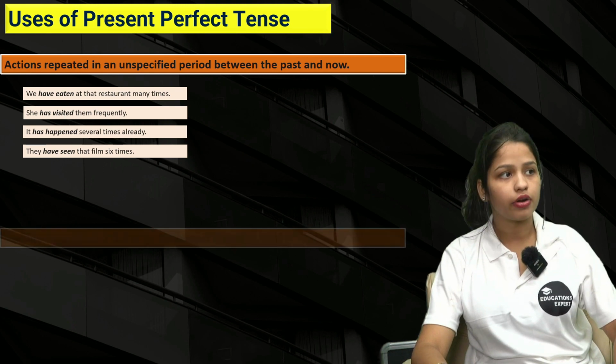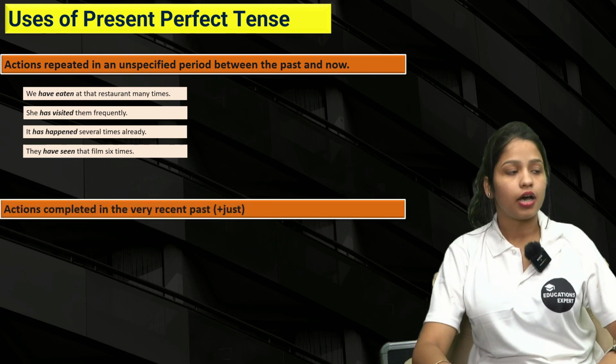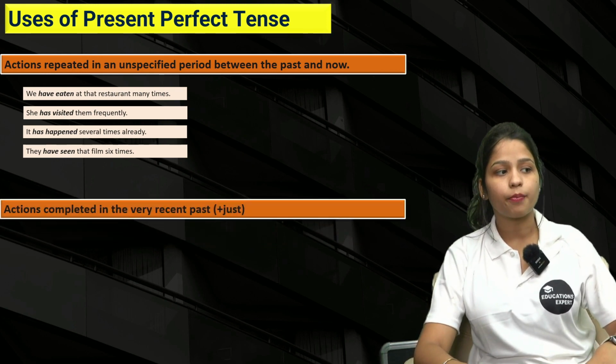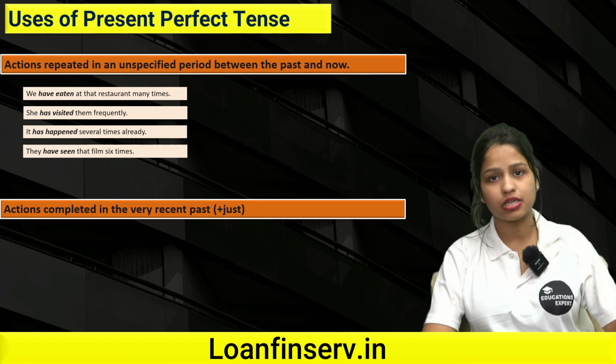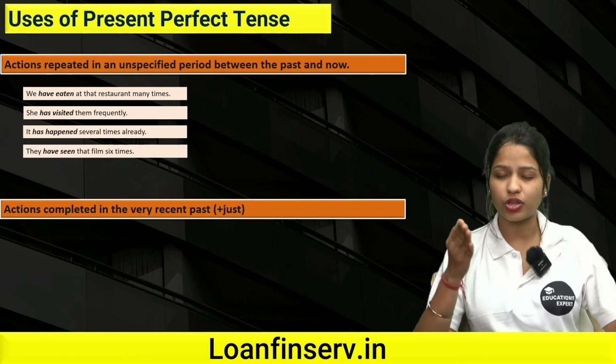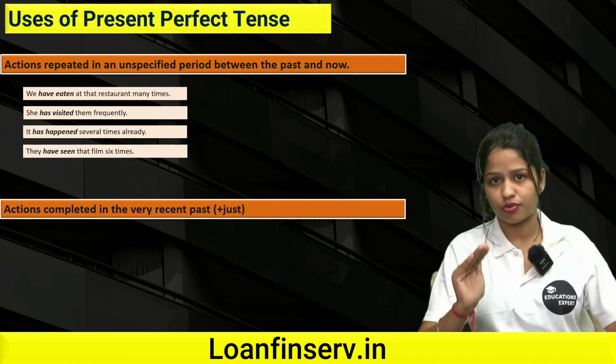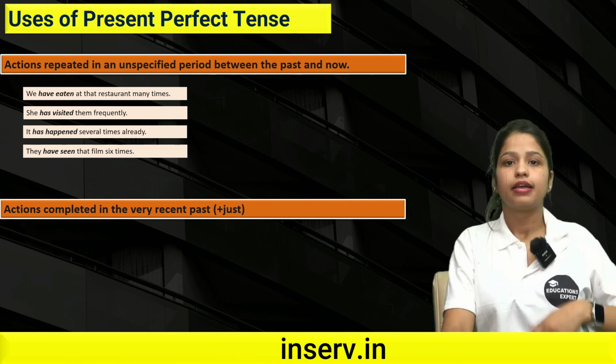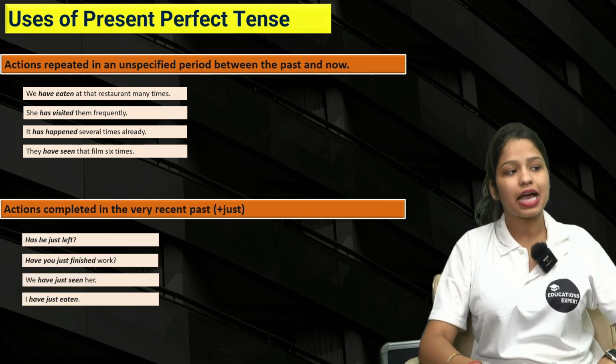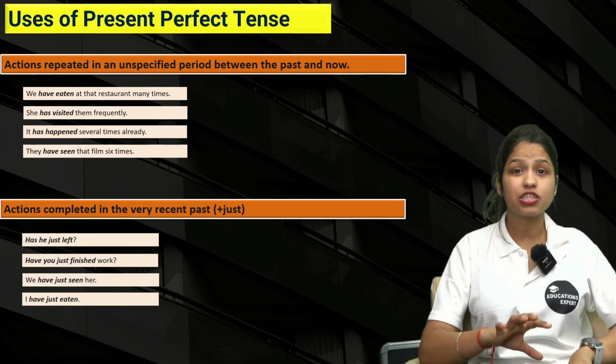Now let's move forward and understand another use, which says actions completed in the very recent past. Very recent past means when you add just in the sentence, at that time we use present perfect tense. How? Let's see some examples. Has he just left?